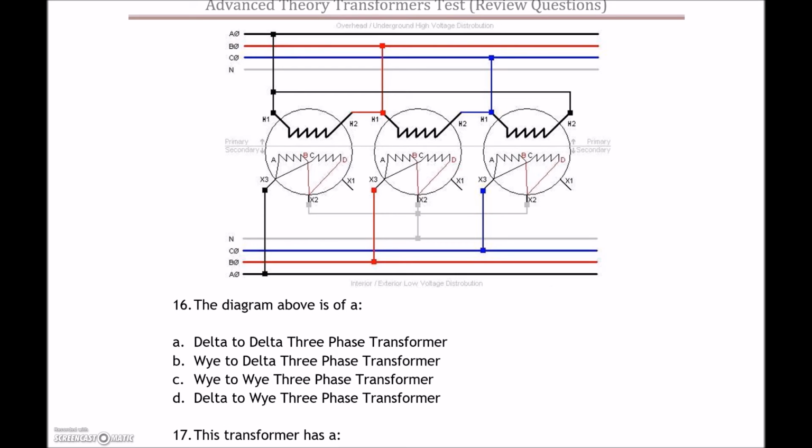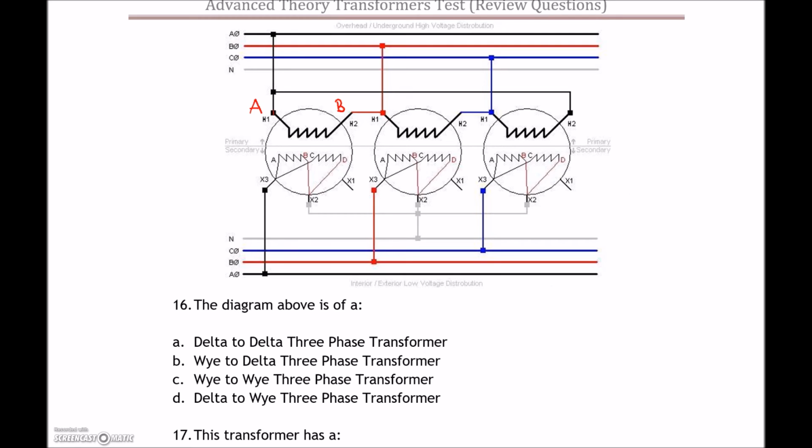And here we have different phasing than we're used to in Canada, but this is our A with the black, B with the red, and C with the blue. So for here, we have the A phase coming down. So this side of the transformer is referencing A. The other side of the winding is coming over here and referencing B.